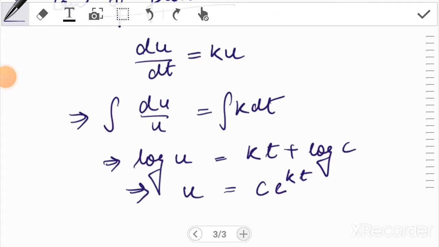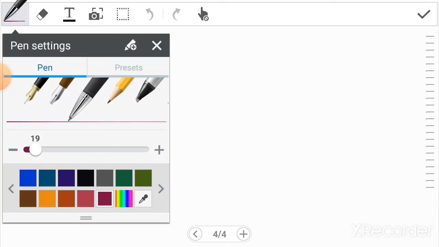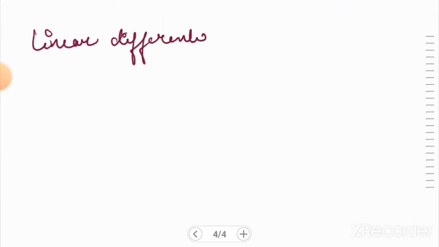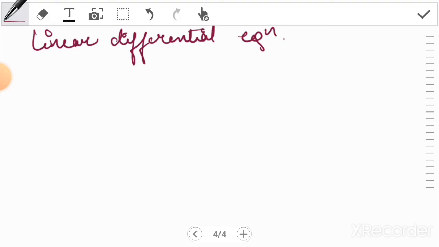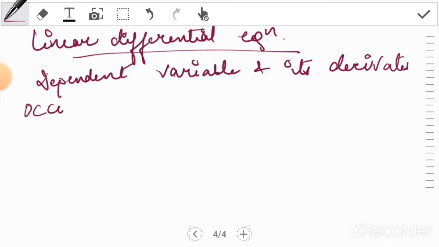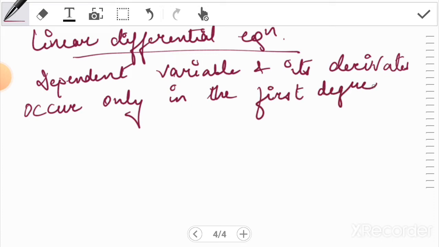So next is linear differential equations. Linear differential equations are those in which the dependent variable and its derivative occur only in the first degree and are not multiplied together.